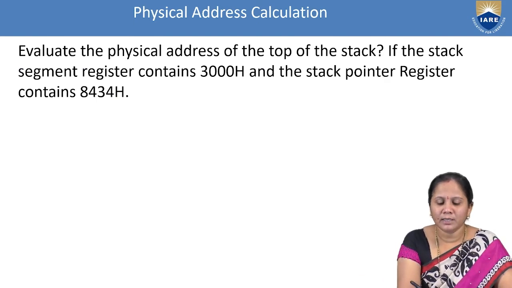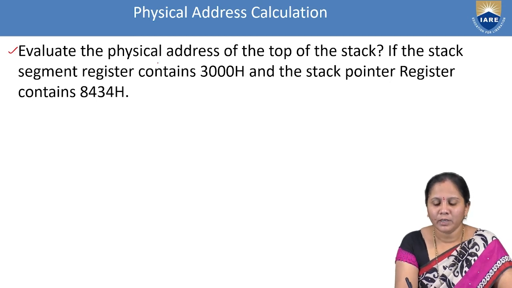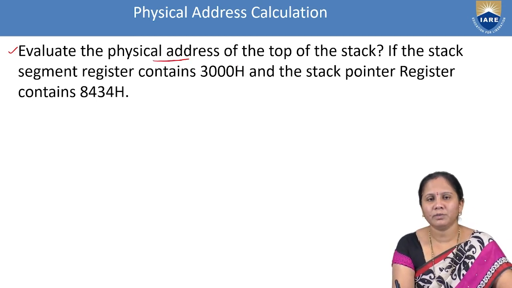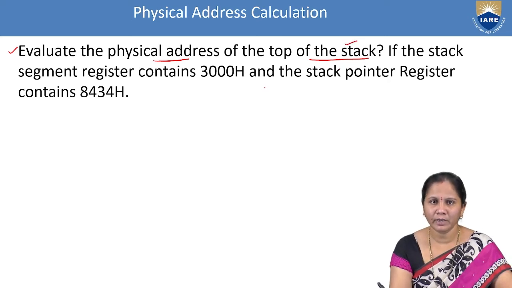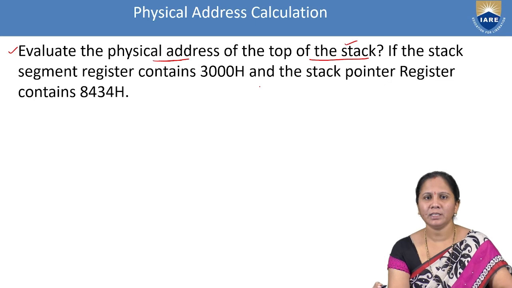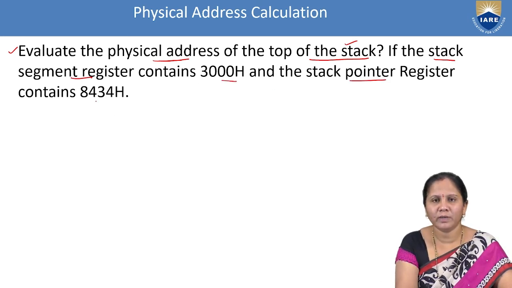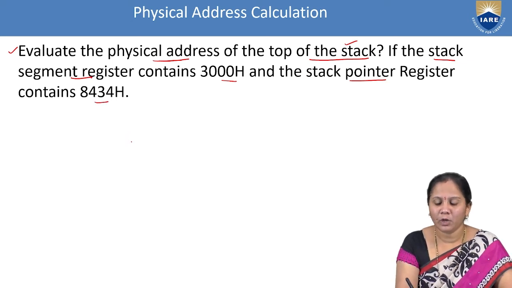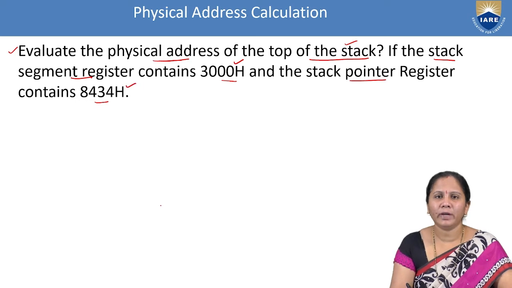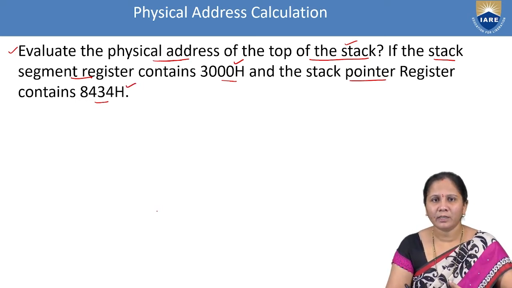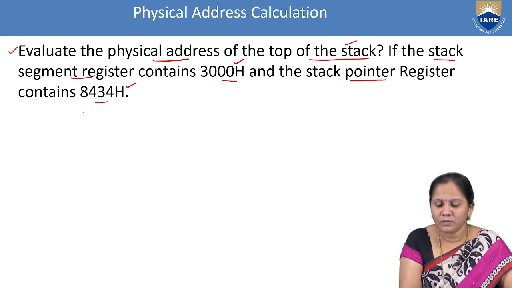And this is the next example. Evaluate the physical address. Here also we need to calculate the physical address, but they have given the top of the stack. That means stack related information will be given. So we have the segment register related to stack, that is the stack segment, and the pointer register related to stack, that is the stack pointer. That is why the stack segment value is given as 3000H and the stack pointer value is 8434H. Considering only these two values, we have to find the physical address which represents the address of the top of the stack.